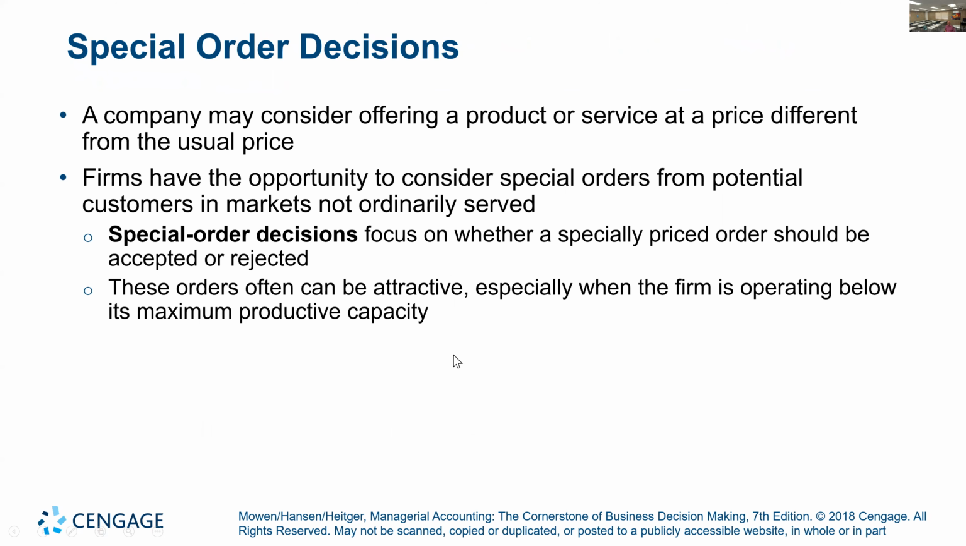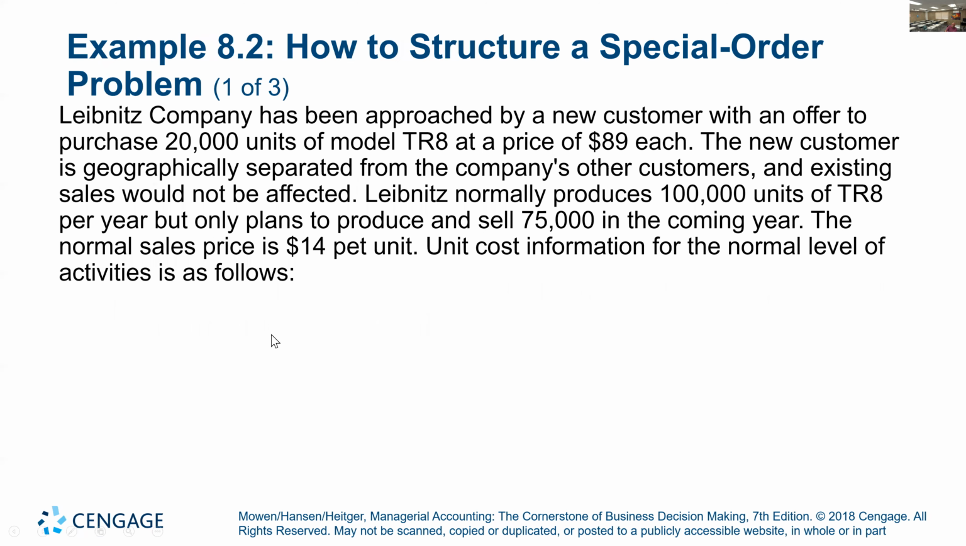Okay, special orders. The main thing we're going to work on with special orders is, do we have the capacity to make this order without having to pay overtime, add to our direct labor costs, or buy new machines? We don't have to go out and do capital investments, right? Do we have the capacity currently, without overworking, to make this product? That is one of the first things we want to look at. Here we have a company wanting to purchase 20,000 units of a certain model at a price of $89 each.